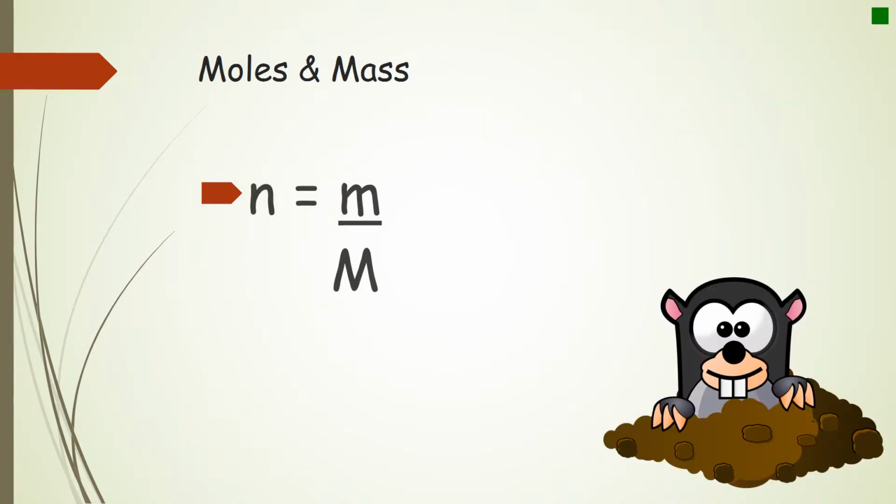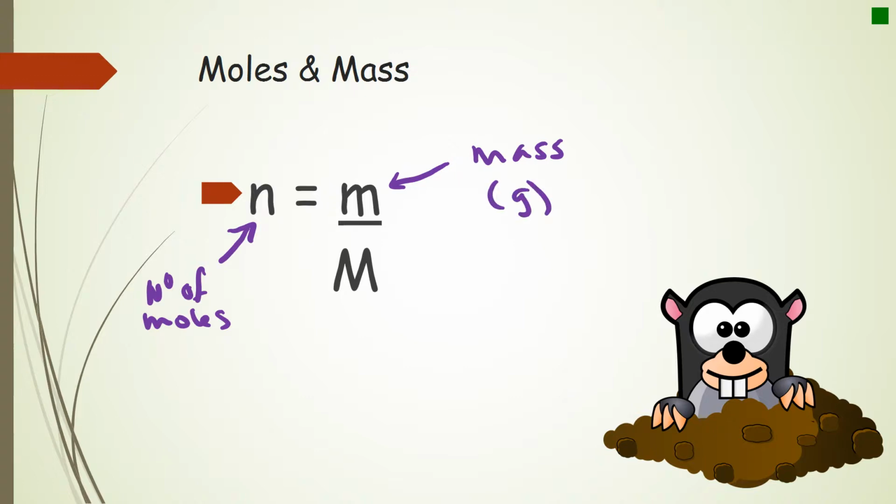Now, from this simple relationship, we can actually come up with a little formula to help us calculate the number of moles, the molar mass, or the mass of a substance. And we use this formula. Now, remember back from previously, little n is equal to the number of moles. Little m is a mass, and the mass is always measured in grams. And big M is our molar mass. Now, we get that one off the periodic table.